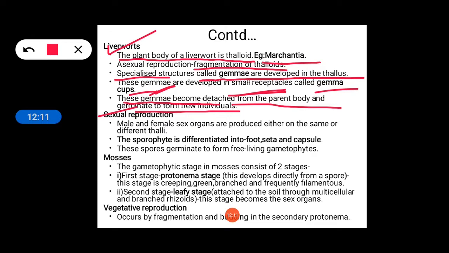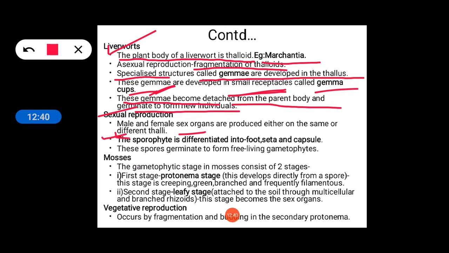In liverworts, the male and female sex organs are produced either on the same or on different thalli. So the male sex organ and the female sex organ may be present on the same thallus or on different thalli. The sporophyte is differentiated into foot, seta and capsule. This point is very, very important.